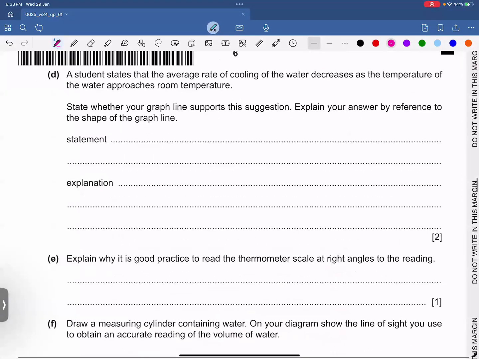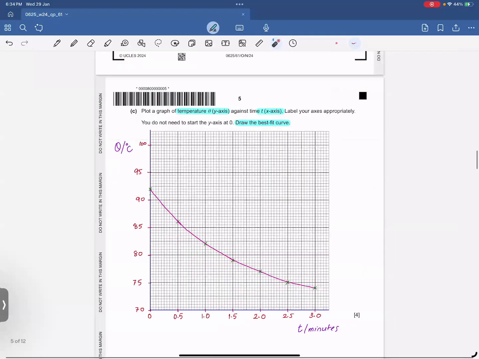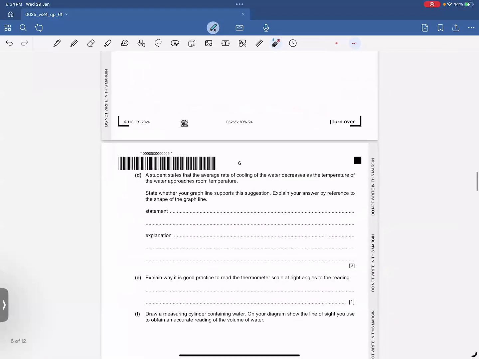Yeah, part D. Student states that average rate of cooling of water decreases as the temperature approaches room temperature. Okay, let's check. Actually, we already know the gradient or steepness is decreasing. So it means the rate of cooling is also decreasing. As you approach room temperature, the temperature fall is like as it is approaching the room temperature, so the rate is decreasing. So let's go, and the answer is yes.